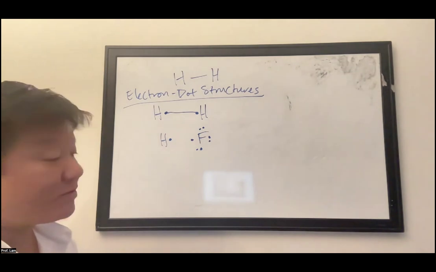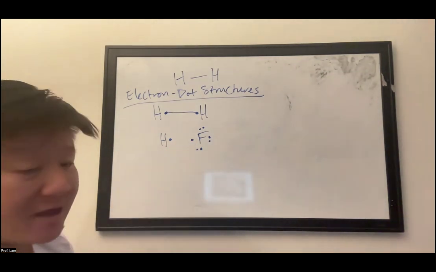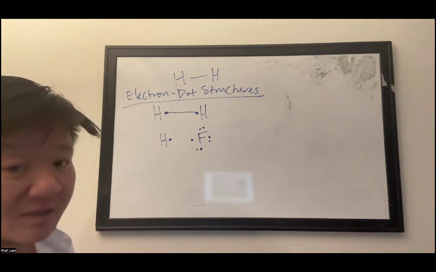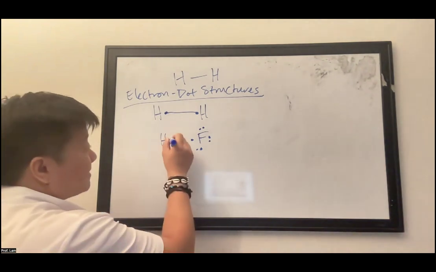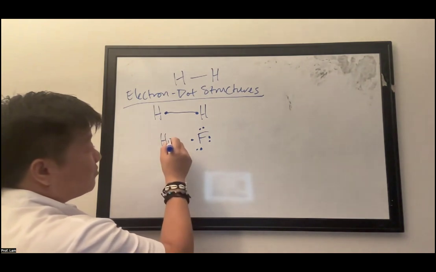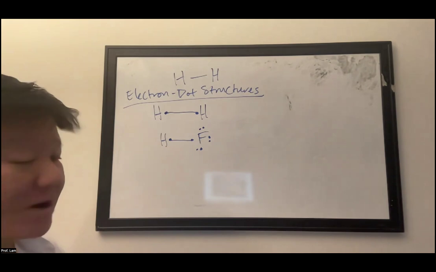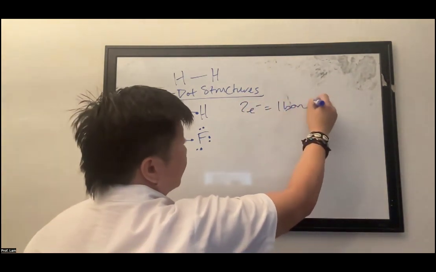Okay, so what we see is that the unpaired electron of fluorine is the one that's going to make a bond because these are already paired up, right? That's part of the assumption of the valence bond model. So that means that this unpaired electron of hydrogen will pair with the unpaired electron of fluorine, and that's where they're going to make a bond. Again, 2 electrons equals 1 bond.